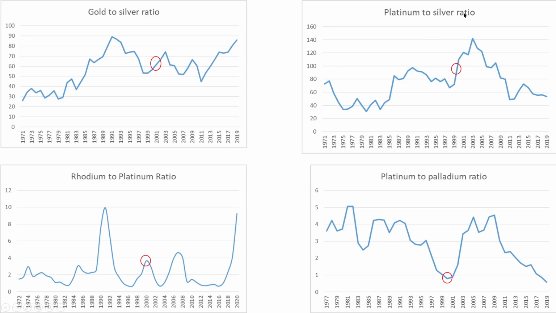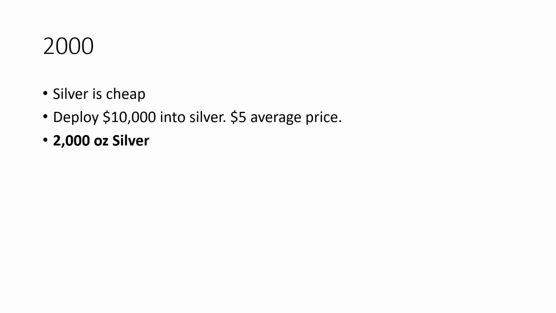For the platinum to silver ratio, if you look at this, I would say that silver's cheap in relationship to platinum. And the gold to silver ratio, silver is on the cheaper side. So in this scenario, I would buy silver at this point. So in the year 2000, silver is cheap based off of the ratios.